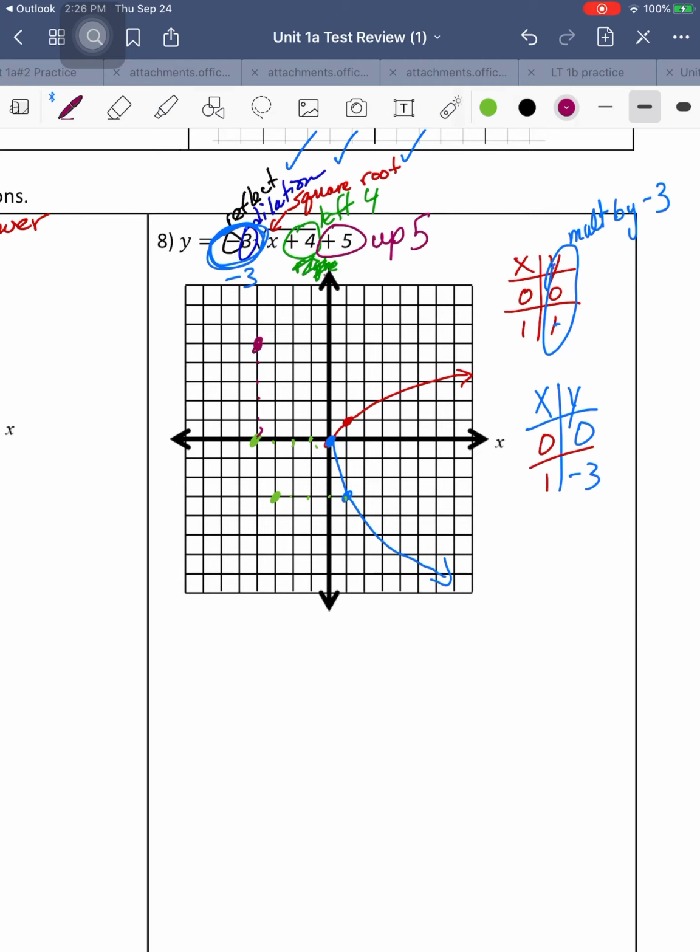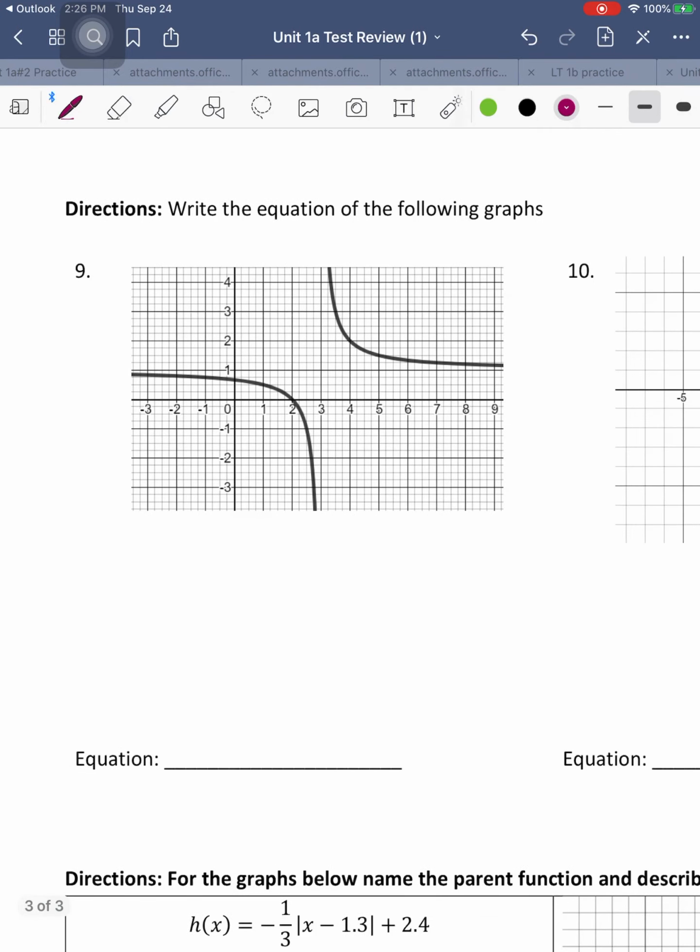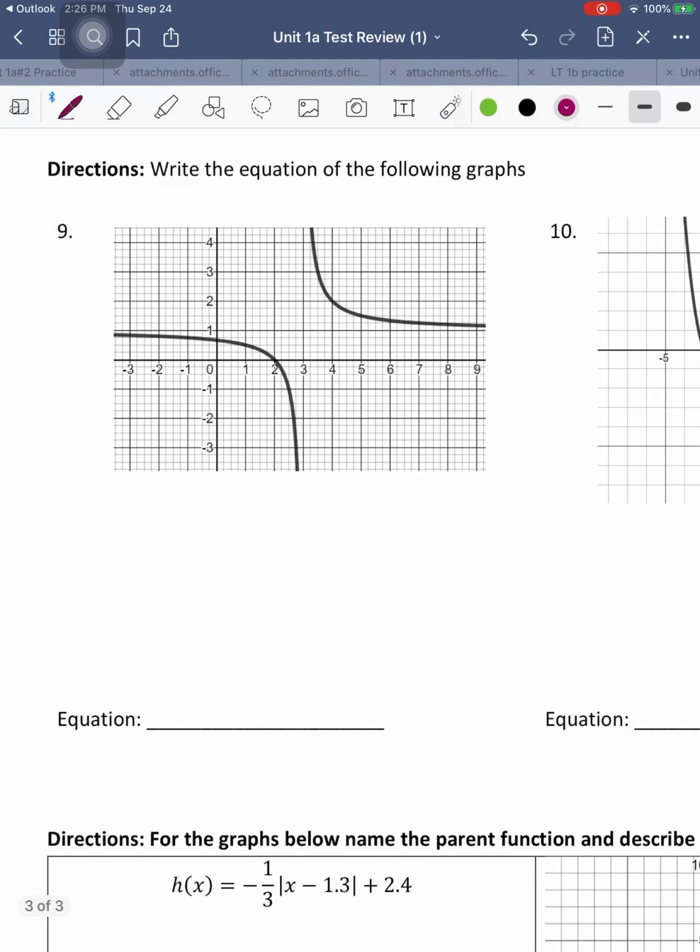So up 1, 2, 3, 4, 5, up 1, 2, 3, 4, 5, and draw that same shape, and then that will be the answer. So that's the answer. That's what I need on the test. Write the equation of the following graphs.